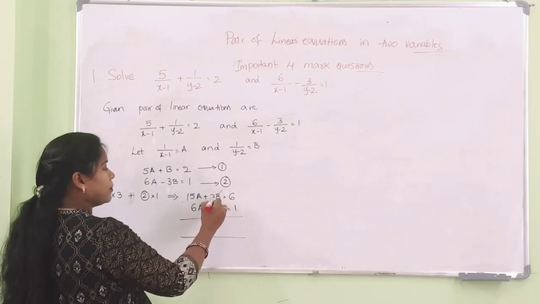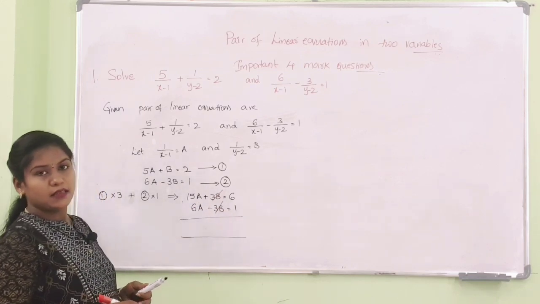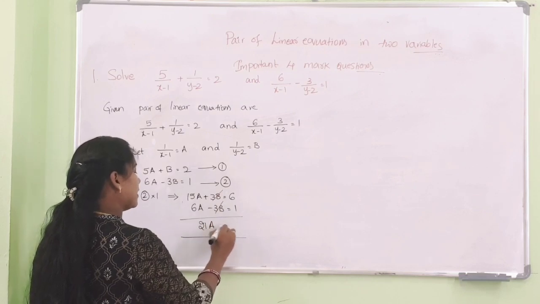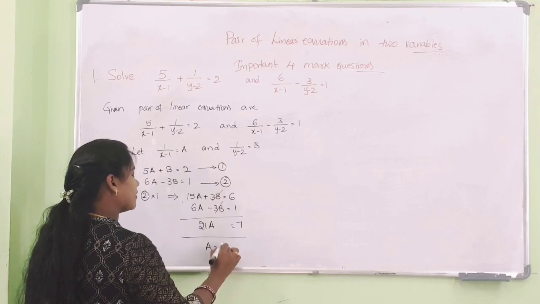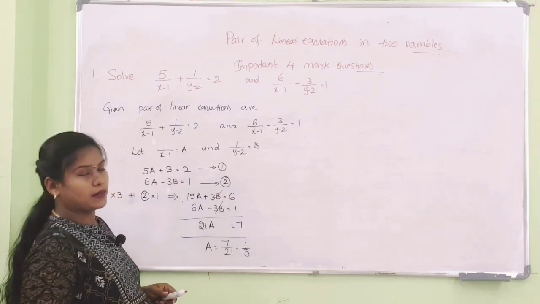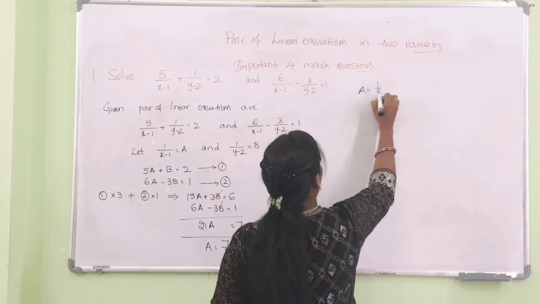So here plus 3b and minus 3b get cancelled. 15a plus 6a is 21a, that is equal to 6 plus 1 is 7. Then you will get a is equal to 7 by 21, which is equal to 1 by 3. So the value of a is 1 by 3.